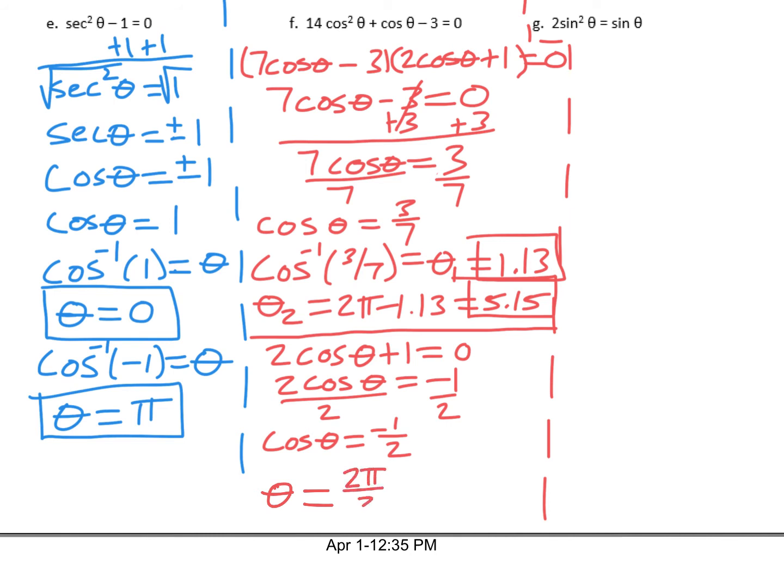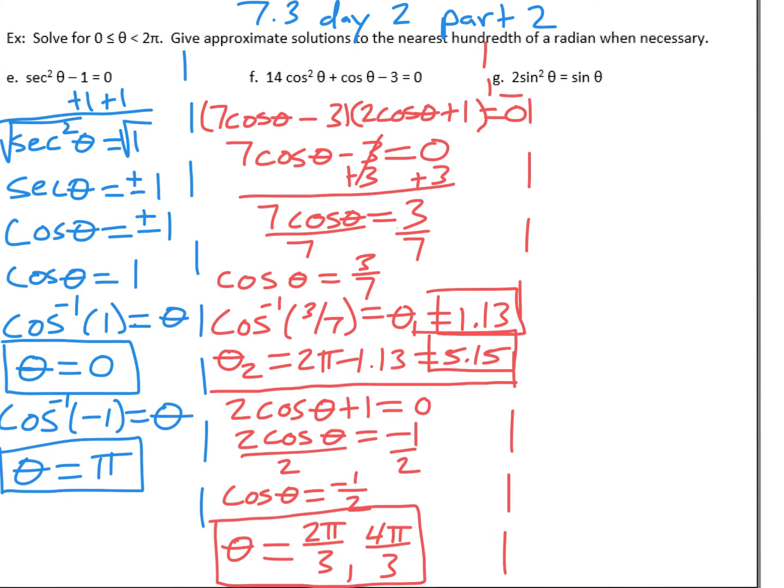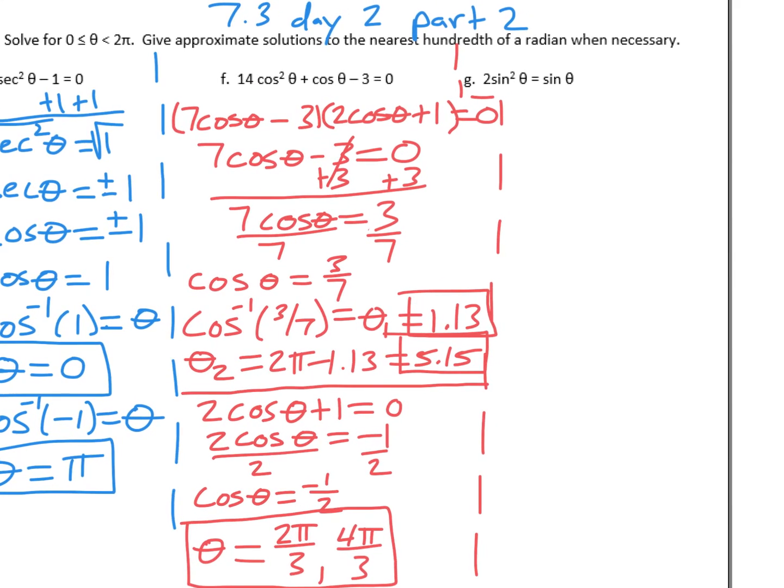The unit circle would give me 2 pi over 3 and 4 pi over 3. So really, if you end up with a case that you can get solutions from the unit circle, it's important that you recognize that you can, okay? All right, I'm going to slide over a little bit to give us some room for 2 sine squared minus sine, okay? First thing I'm going to do here is move over the sine term.